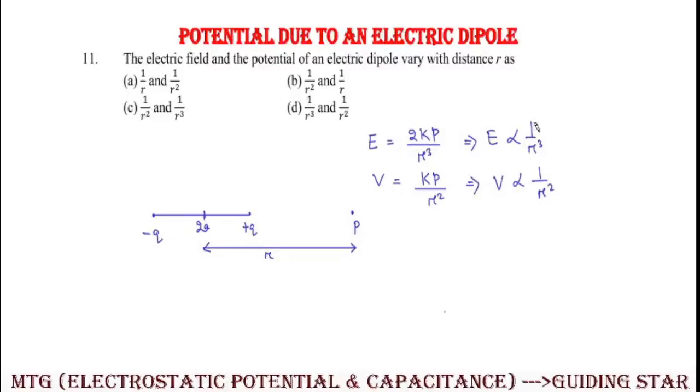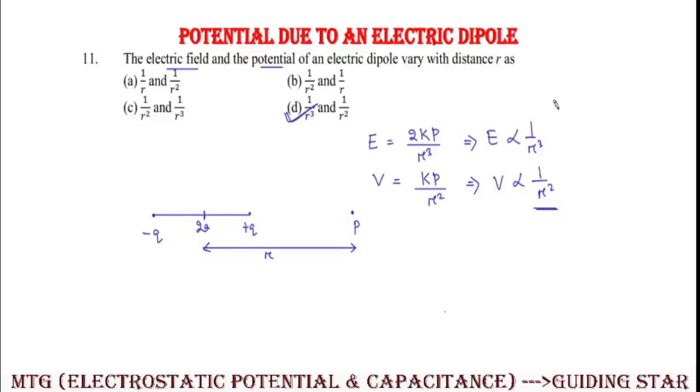That means we must remember that the electric field is inversely proportional to the cube of r, and potential is inversely proportional to the square of r. So we'll check that: first is electric field and after that potential. So first must be cube, and then square. Cube, square. Okay. So option D will be the correct one.